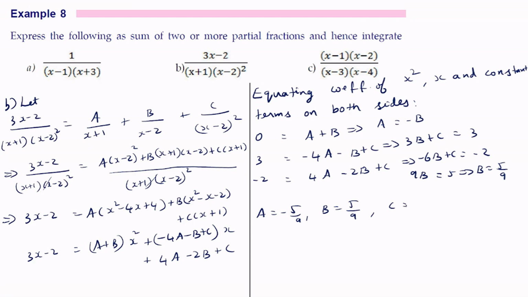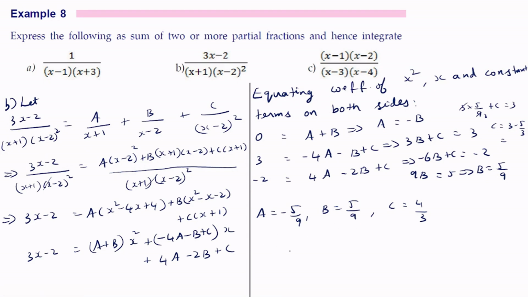And c equal to, from here 3b plus c equal to 3. So here 3 into 5 by 9 plus c equal to 3, or c equal to 3 minus 5 by 3. So it is 4 by 3. So we get the values of a, b and c as minus 5 by 9, 5 by 9 and 4 by 3. So we get the values of a, b and c.